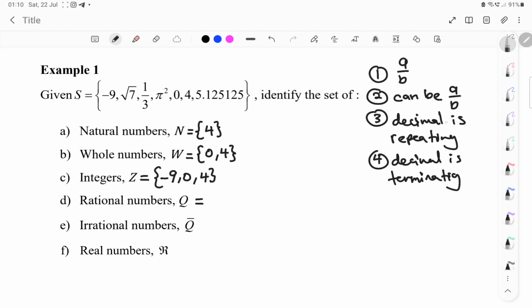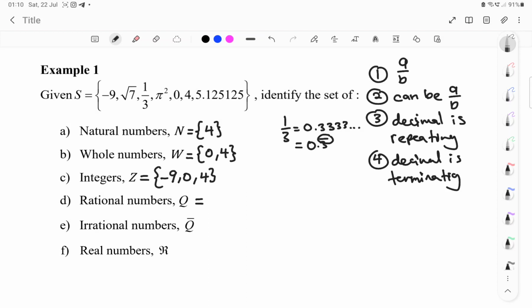What does it mean by the decimal is repeating? For example, 1 over 3 is 0.3 dot dot dot. The digit 3 here will keep on repeating at the back forever. This is one example of repeating. We can also write 1 over 3 as 0.3 bar, which is another indication that it is repeating. How about decimal is terminating?